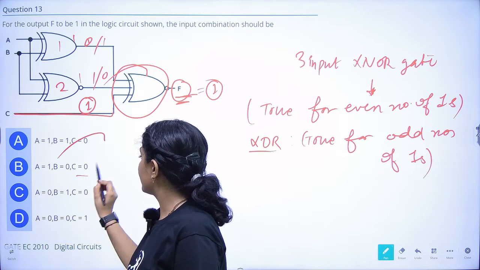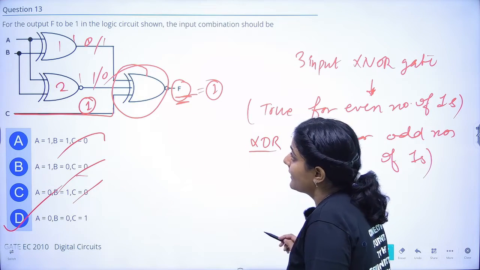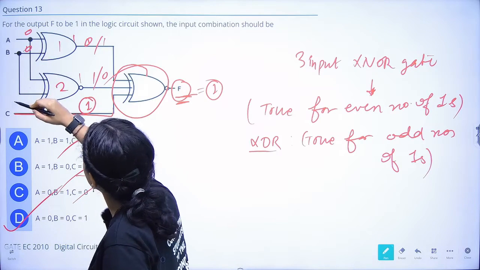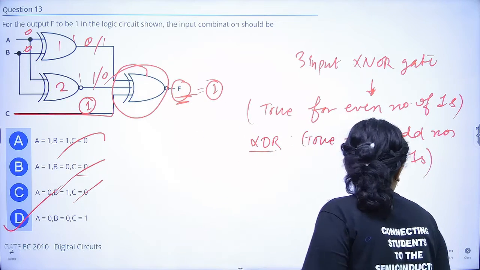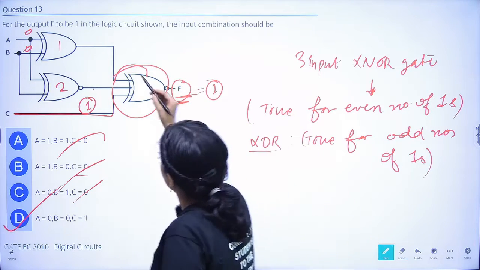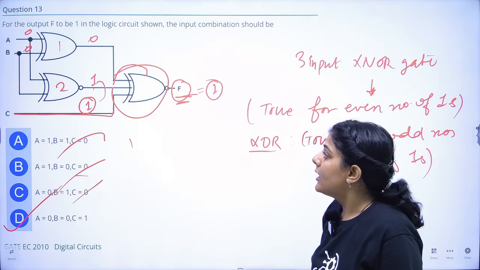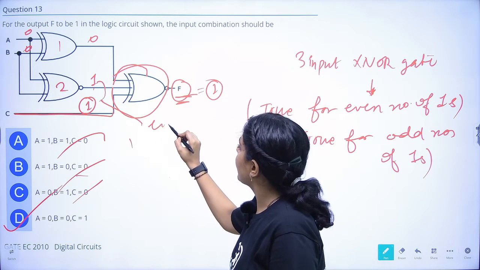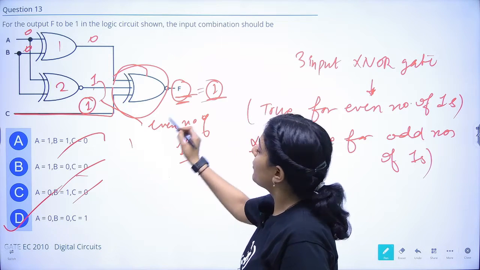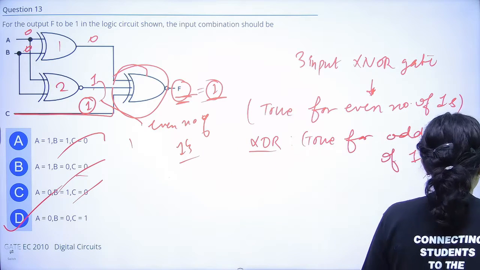This will be correct, with C equal to 0. Had C been equal to 1, with A and B being 0, the XOR gate would give you 0 and this will give you 1. So 2 inputs will be 1, so here there is an even number of ones. The output will become 1. Clear? Okay, moving on to the next question.